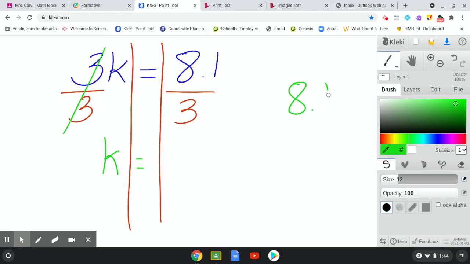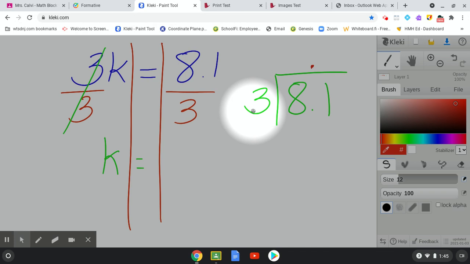And now you have to actually do the division. 8.1 divided by 3. Now remember, with decimals, I have a decimal in my dividend here. I want to bring it straight up into my quotient because I do not have a decimal in my divisor. So being I don't have to move a decimal in my divisor, the decimal in my dividend goes straight up into my quotient.